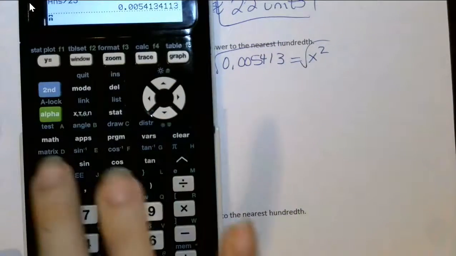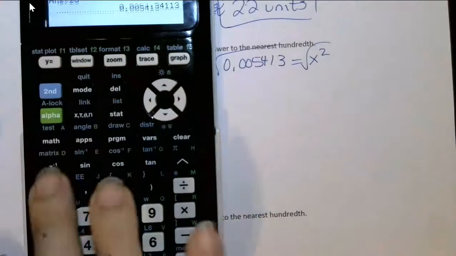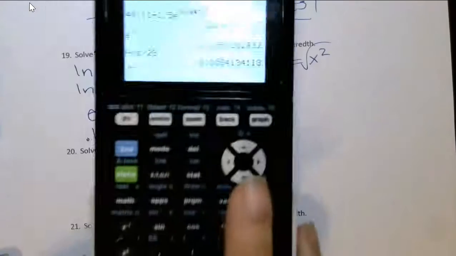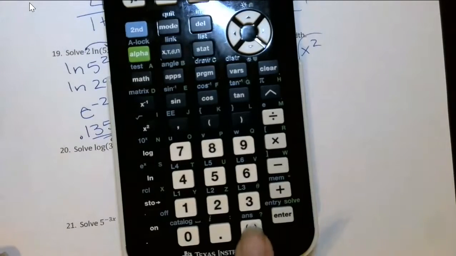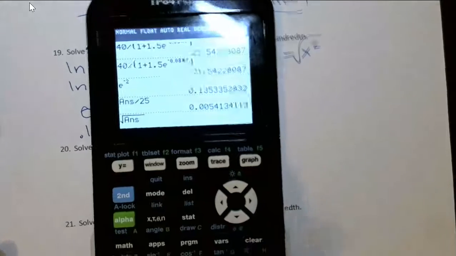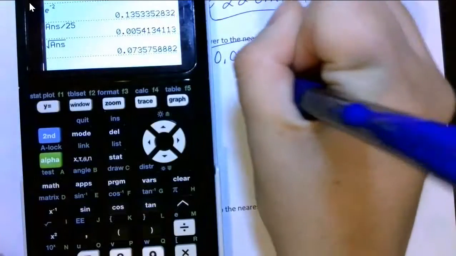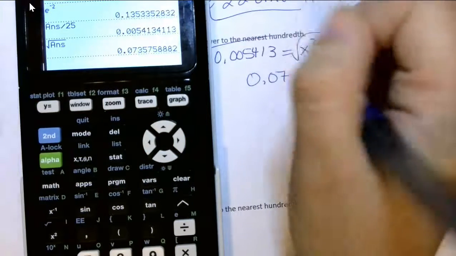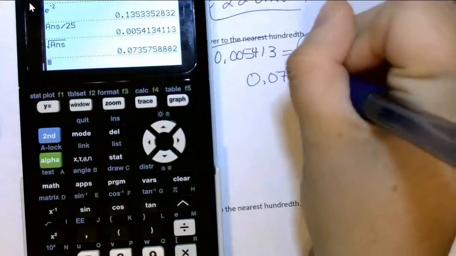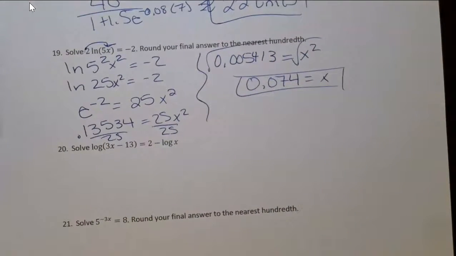To do that, I go second x squared, and then to get my answer from above, I'm going to go second, and if I look right above the negative sign, it says answer. That will give me my answer from before. And then I press enter, and it gives me 0.07. Now I can round to the nearest hundredth, which would be 4. And I only went for the positive number because natural logarithms can only have positive inputs.